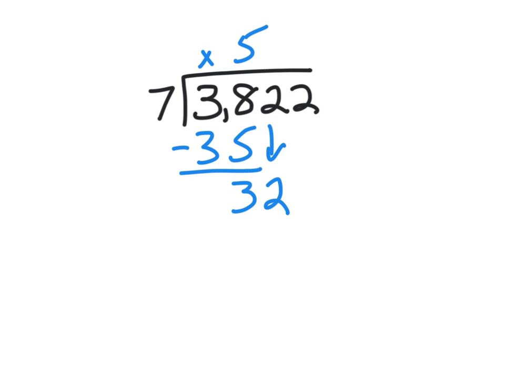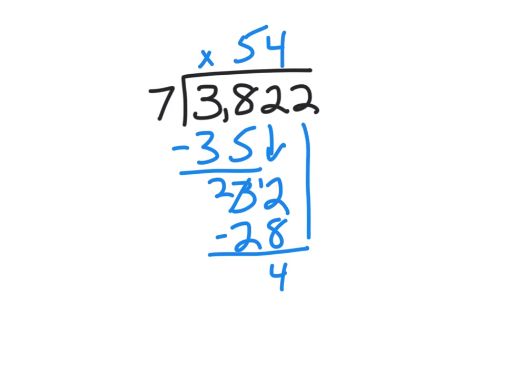The 3, checking, is less than 7, so I can bring down my next number. 7 goes into 32. Doesn't go 5 times. That's 35. So it goes in 4 times. 4 times 7 is 28. Subtract. I have to borrow. 12 minus 8 is 4. 2 minus 2 is 0. The 4 is less than 7, so I'm ready to bring down my last number, which is a 2.